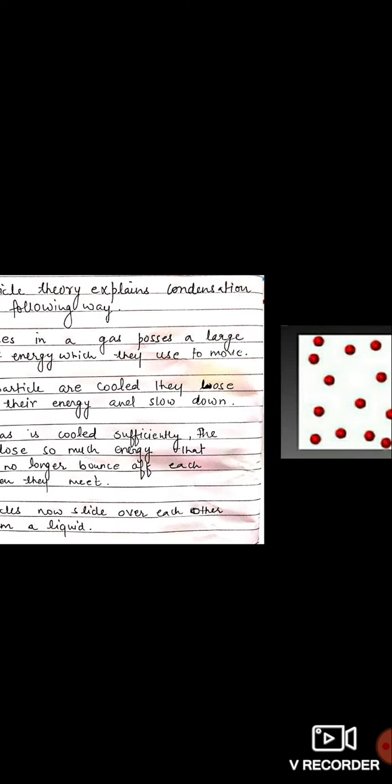Now you can see in this figure, in a vapor the particles are very far from each other, but when the energy of the particles decreases, these particles come closer to each other and the vapor turns into a liquid. Now let's talk about the particle theory, which explains condensation in the following way.